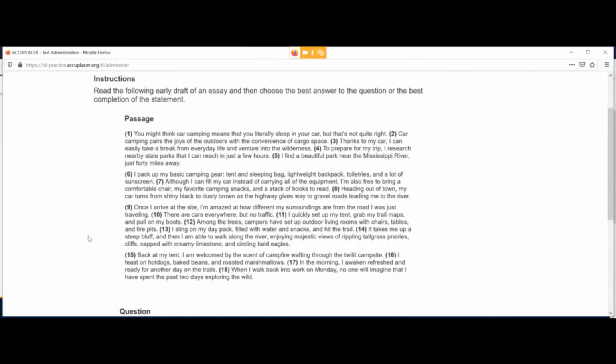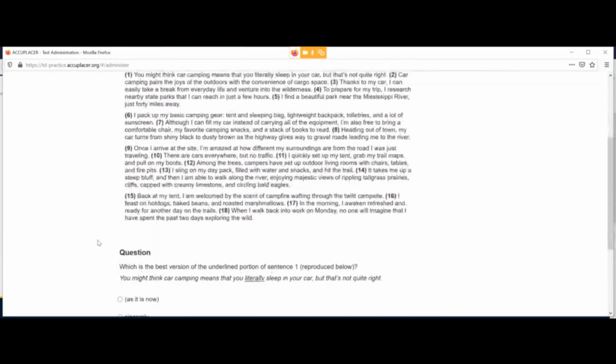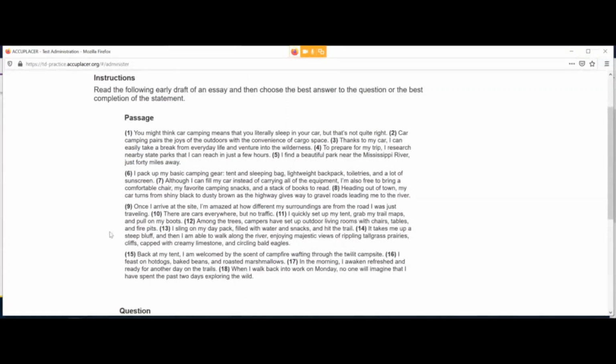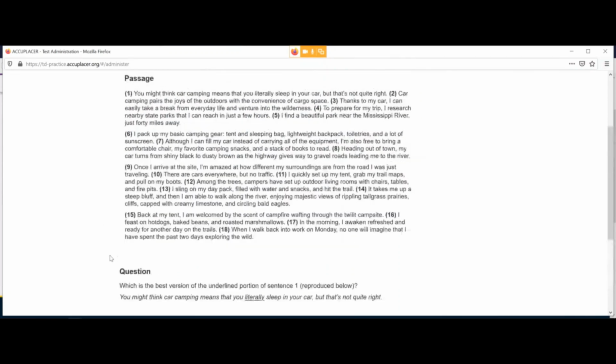Now, I would strongly advise that you read certainly all of the passages. As the instructions said initially, there are 5 questions for 5 passages, 25 questions total. And after each passage or set of paragraphs here, you will have 4 questions. The first choice is always as it is now, which means that you just leave the sentence as is, and then the rest are different choices.